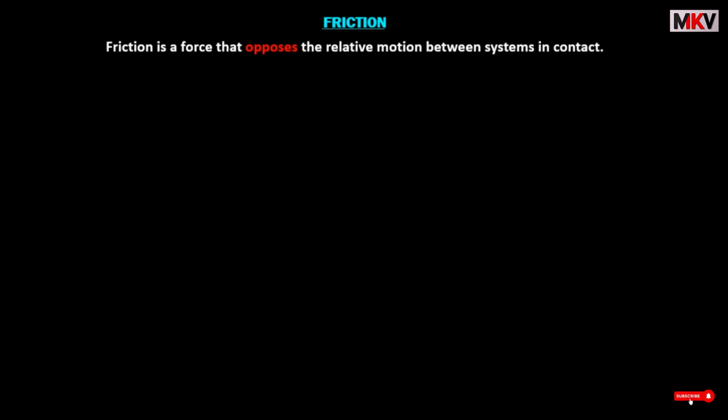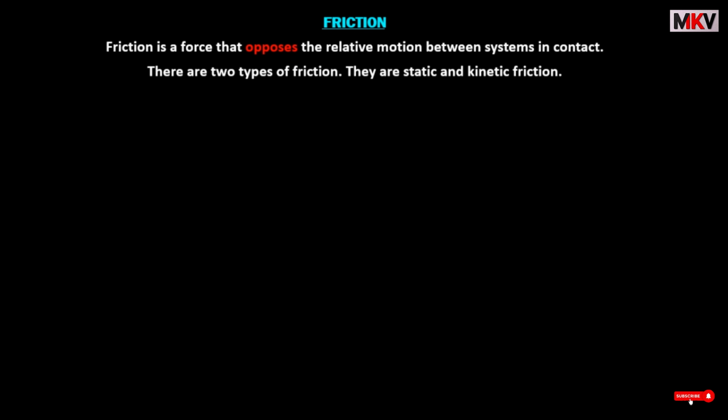So if you try to move two objects relative to their surfaces, if you try to rub two objects on their surfaces, the force that opposes that motion is friction. For example, you are trying to pull or push a box along the surface of the earth, or trying to pull a box on the ground, there's this force that opposes that motion. So that force is friction.